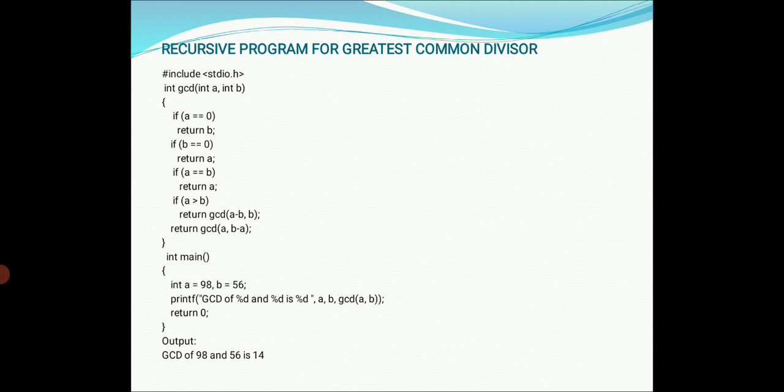Then go to the main function. In every C++ program, the execution must start with the main function. Here a is equal to 98 and b is equal to 56. After calculating the GCD of these two numbers, the output will be 14. So it returns the value. Output: GCD of 98 and 56 is 14.